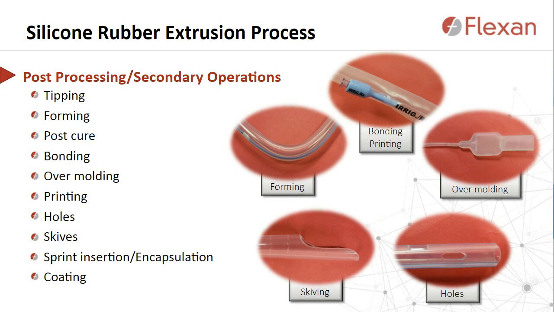Printing can be added to provide identifying information such as size, depth marks, or even a logo. The printing of silicone can be difficult and requires expertise in not only the selection of ink, but also in the application. In special cases, plasma or corona treatment might be required to prepare the surface such that the appropriate bond can be created.